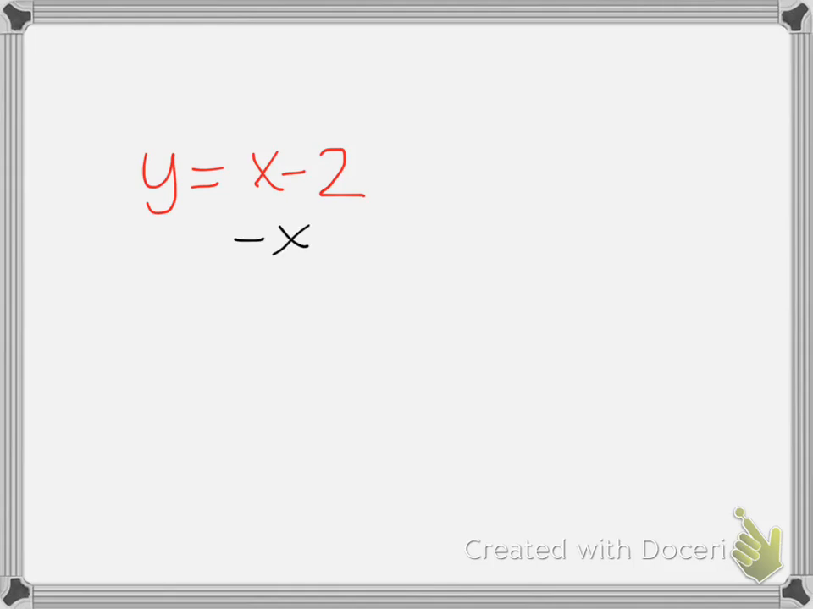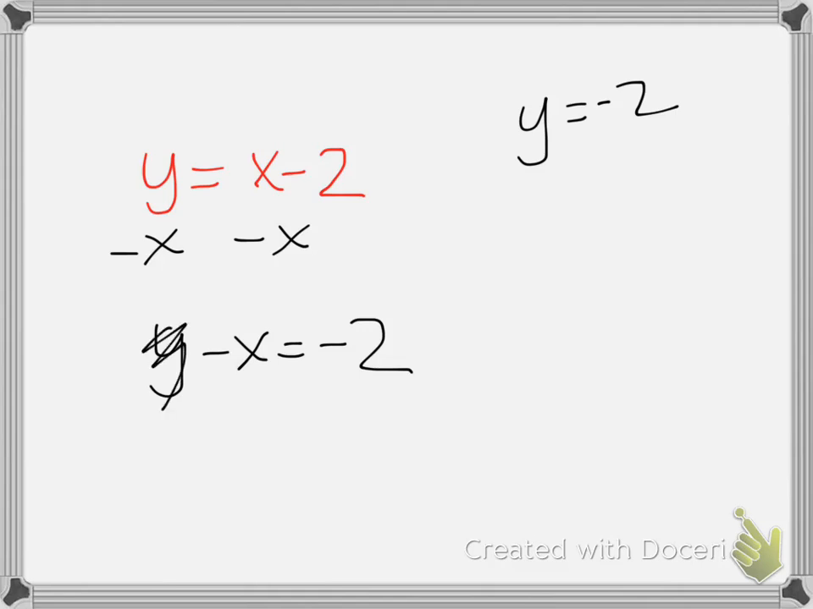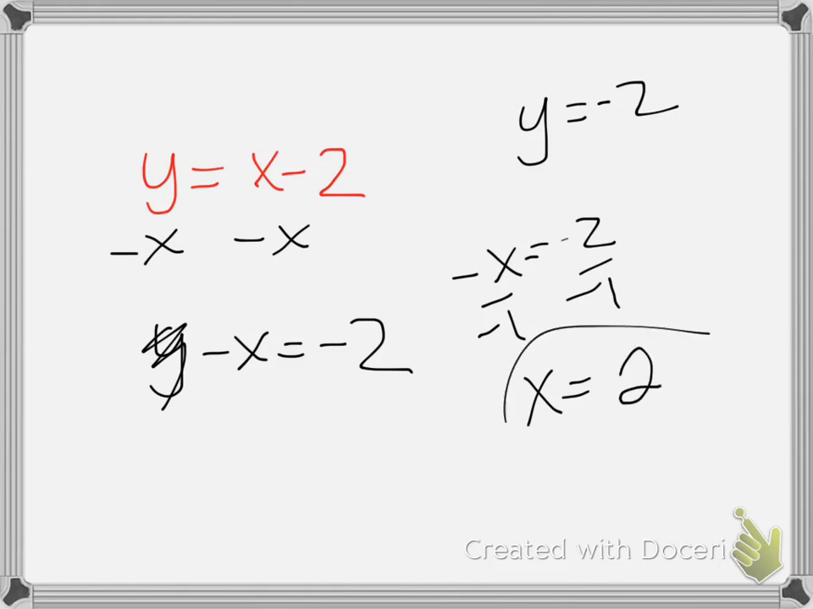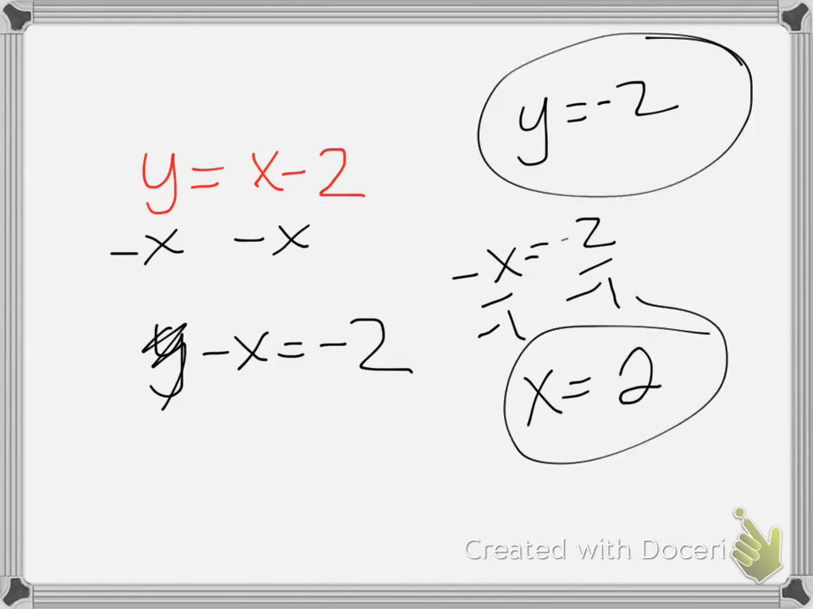This one I got to subtract x to get it over there, so I got y minus x equals negative 2. If I do the cover-up method, if I cover up negative x, I get y equals negative 2. If I cover up y, I have negative x equals negative 2, so we have to divide both sides by negative 1. Two negatives make a positive. So here's my x and y intercepts that we would be able to graph.